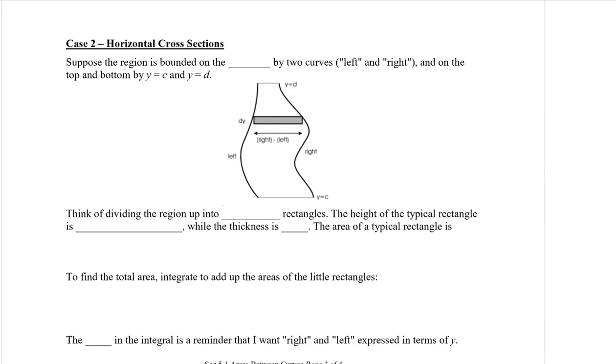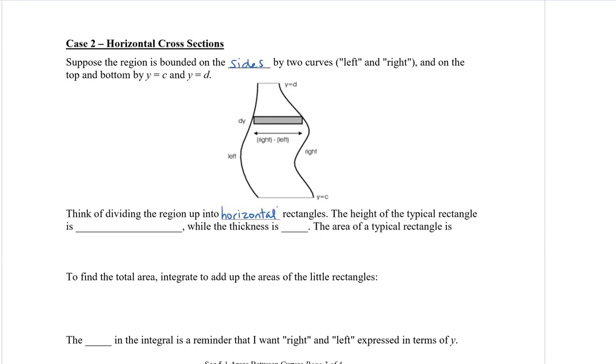In this video, we're going to take a look at case 2 of finding the area, and we're going to use horizontal cross-sections this time. Now, suppose the region is bounded on the sides by two curves. We're going to call them the left side and the right side, and it's going to be bounded on the top and the bottom by y equals d and y equals c. So think of dividing the region up into horizontal rectangles this time.